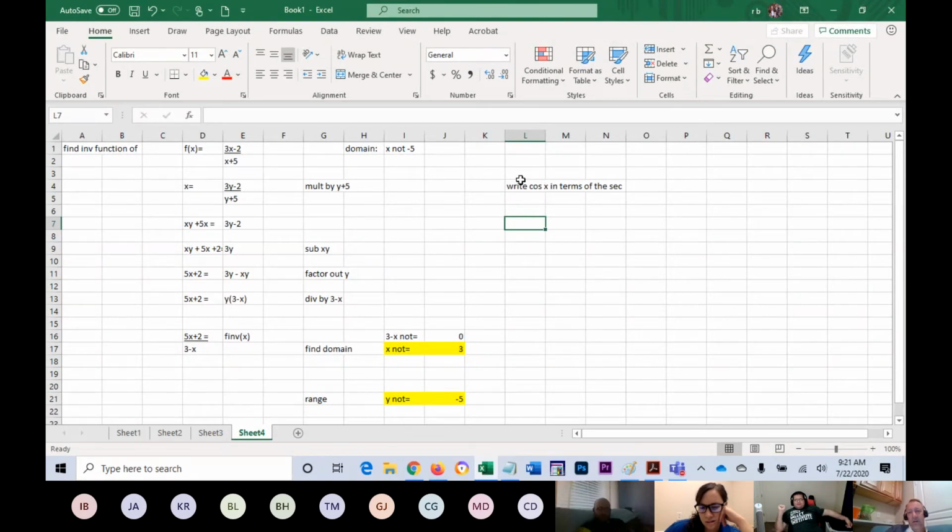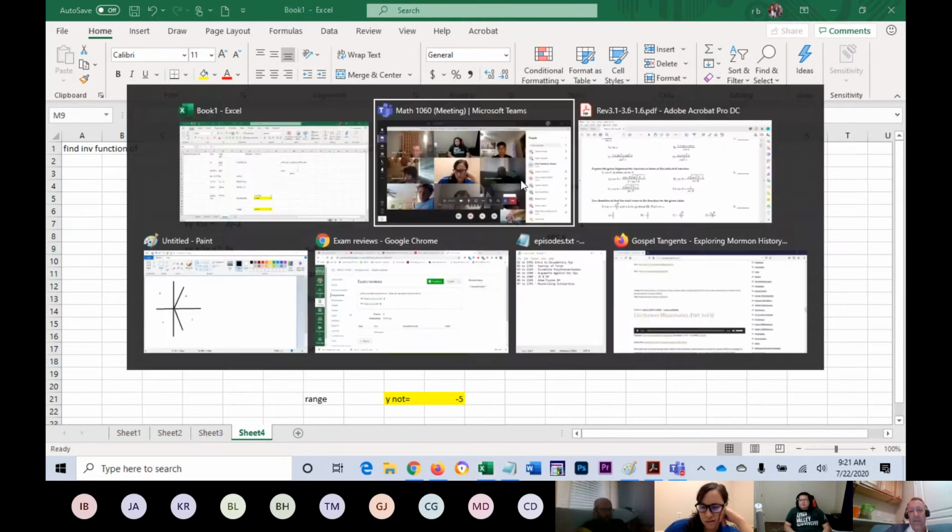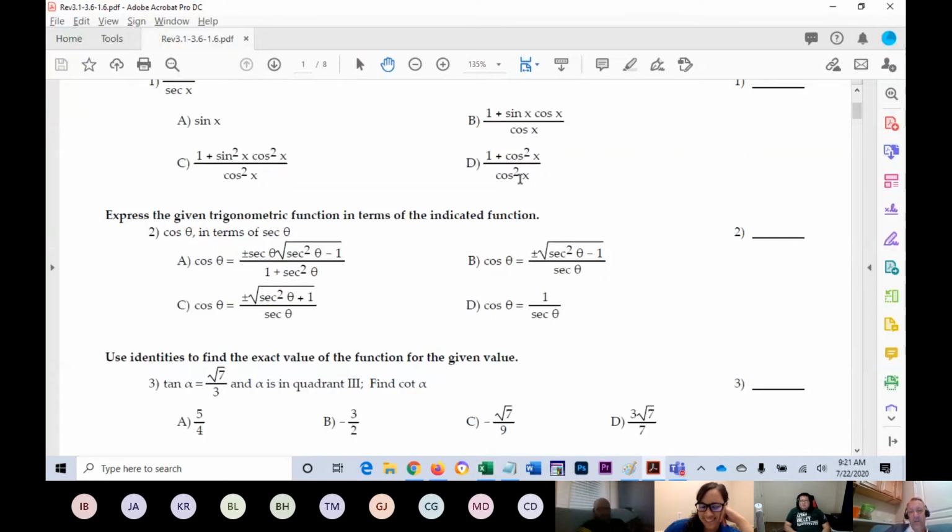I know cosine of x is equal to 1 over cosine of x, which is secant. So cosine of x is 1 over the secant. Yeah. See how easy that was? Boom, you're done. That's it. Was it? Answer D.